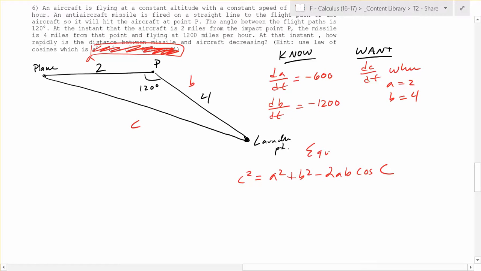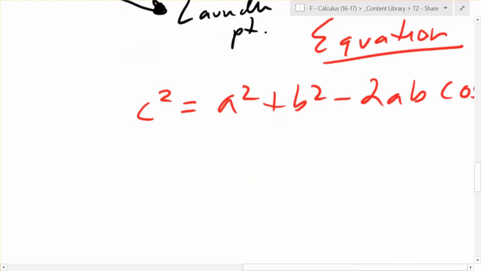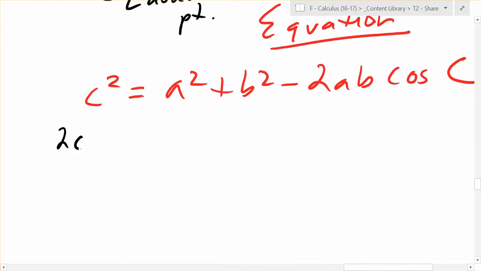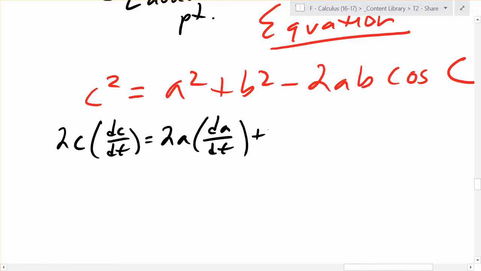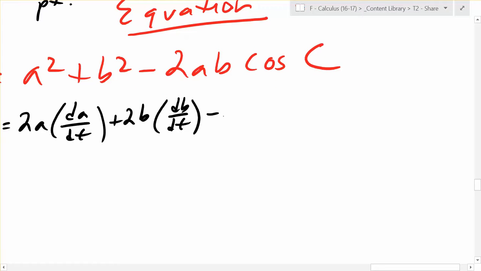So we have our equation. We do not plug anything in yet. I want you to do what first? Differentiate. So what are you going to get? Chris, tell me. 2c. So you get 2c times dc dt equals 2a dA dt plus 2b dB dt, right? And then what do you have to use on this?